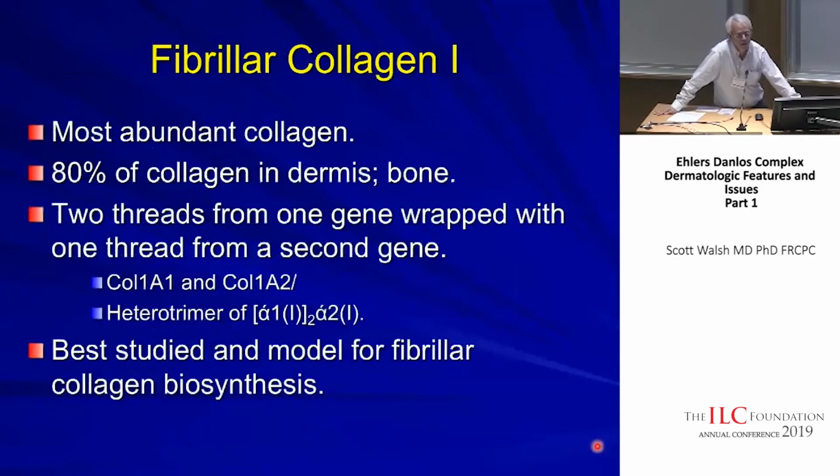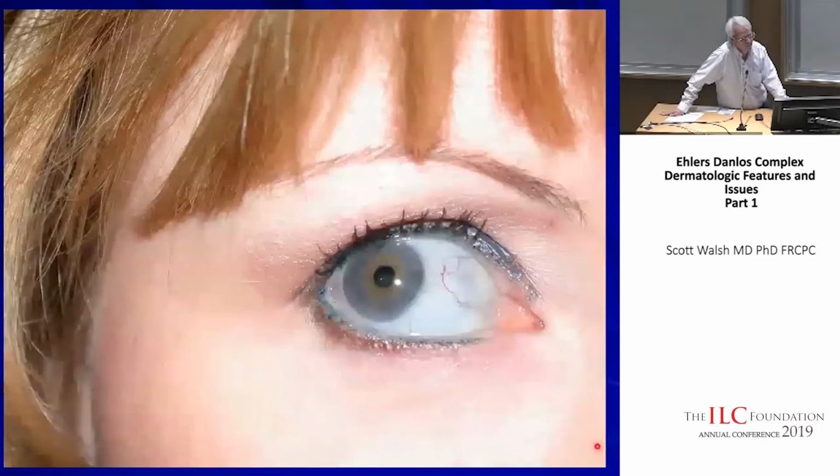The most abundant collagen that we have is collagen 1. So collagen 5 at the middle, collagen 3 interspersed, and collagen 1 is the majority of the collagen fiber. So it's 80% of the collagen in the dermis, and it's most of the collagen in the bone. And there are 2 genes that can either form homotrimers or heterodimers. And this is the best studied, and this is the one I'll take you through to show you all the different things it can cause.